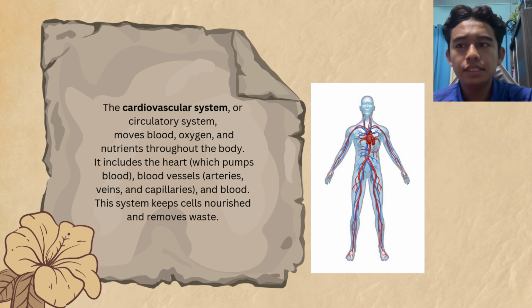Next, let's see the cardiovascular system. The cardiovascular system, or circulatory system, moves blood, oxygen, and nutrients throughout the body. It includes the heart, which pumps blood, blood vessels, arteries, veins, and capillaries, and blood. This system keeps cells nourished and removes waste.